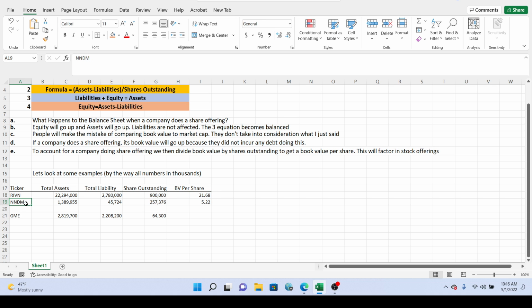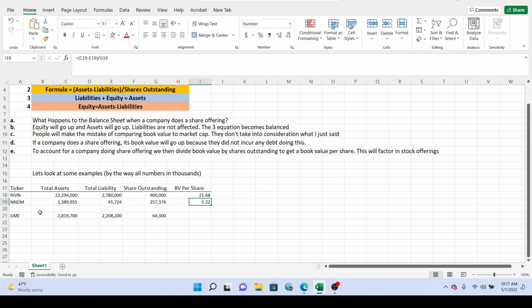Now let's look at Nano Dimension. This one was like Cathie Wood's favorite. I don't know if it still is, but I do happen to think that at these prices, it's actually not a bad gambit. So we're going to look at the total assets minus the total liabilities divided by the shares outstanding, and book value per share is actually $5.22. Right now, this stock is trading under $3, so it's actually pretty darn cheap.